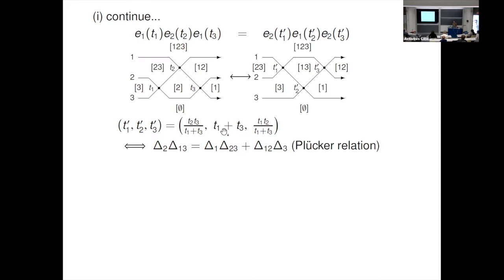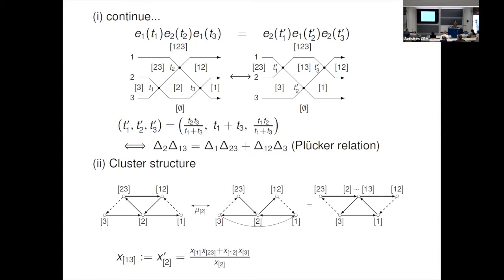And it can be shown that this transformation is equivalent to the relation among minors called the Plucker relation. So this is the relation. Now we can go to the cluster things. So we can draw a dual quiver to this wiring diagram by using some way.